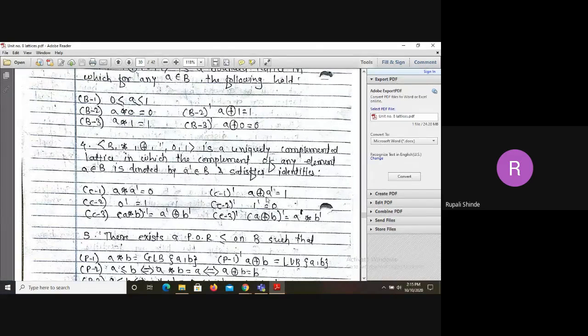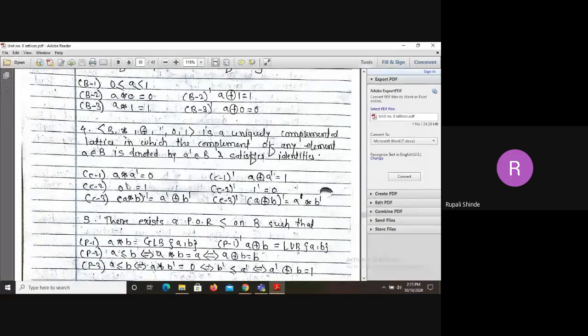Now the value for A XOR A dash is equal to 1. Zero's complement is equal to 1. One's complement is 0.